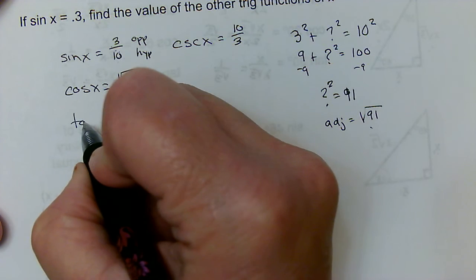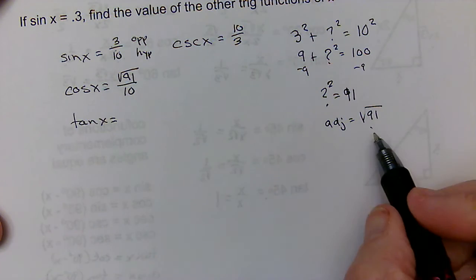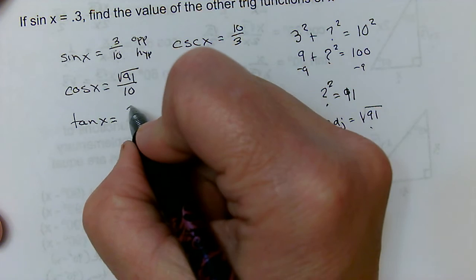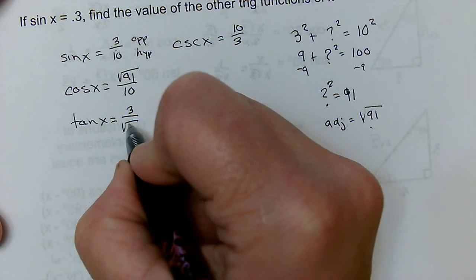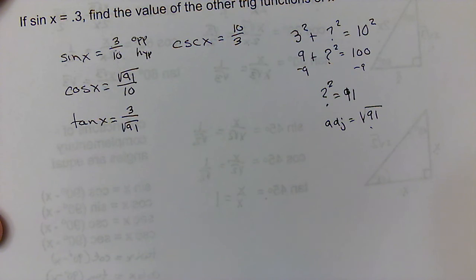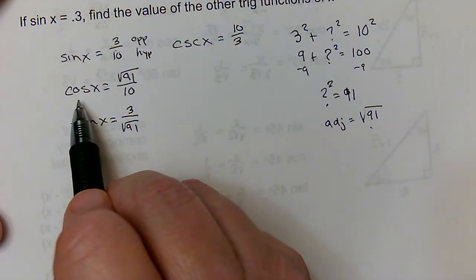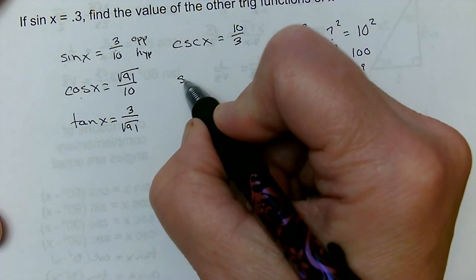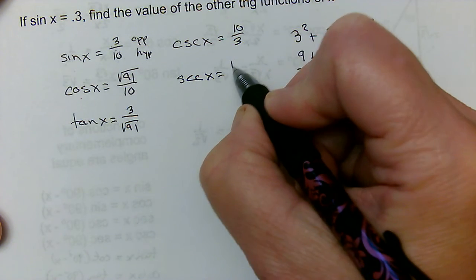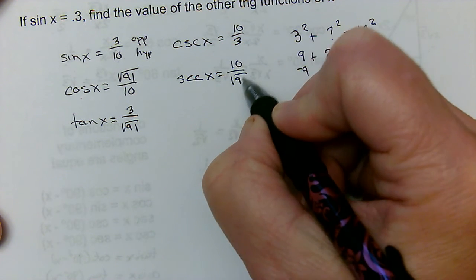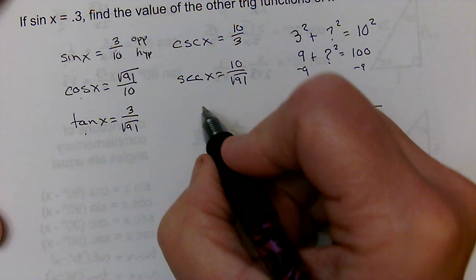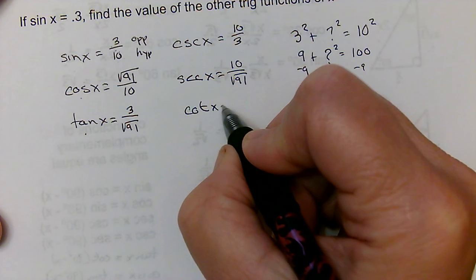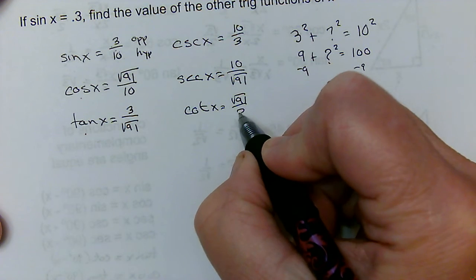And the tangent of x would be the opposite, 3, over the adjacent, the square root of 91. So the reciprocal of cosine would be the secant. So that would be 10 over the square root of 91. And the reciprocal of tangent would be the cotangent, which would be the square root of 91 over 3.